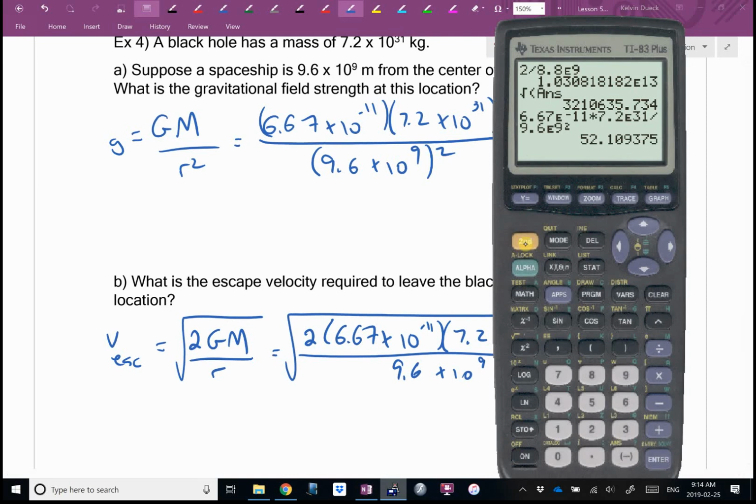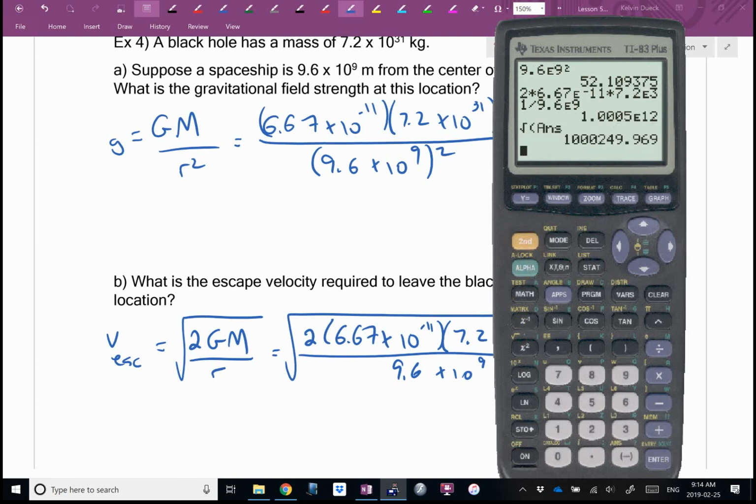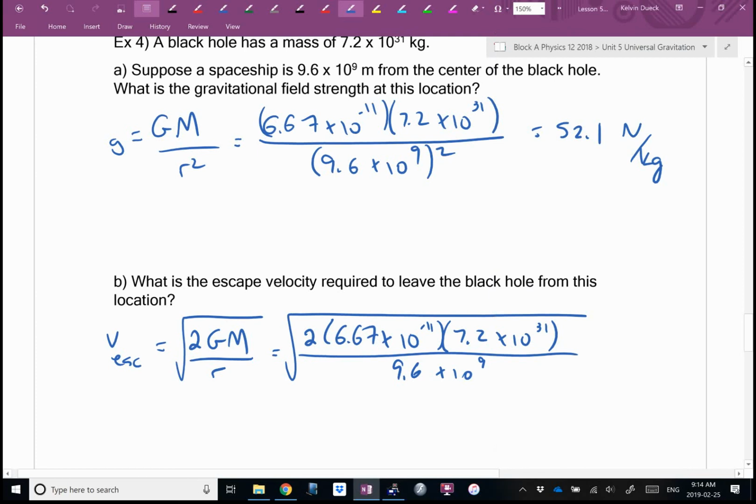I can almost reuse these numbers if I just backspace and edit. If I insert a 2 times, and then I just delete the squared, square root of that, and I get 1.00 times 10 to the 6th, almost exactly 1,000,000 meters per second. That's a fluke, but we'll take it.